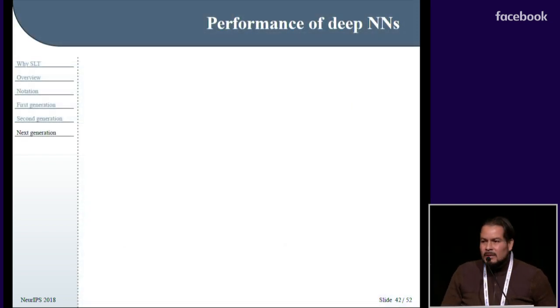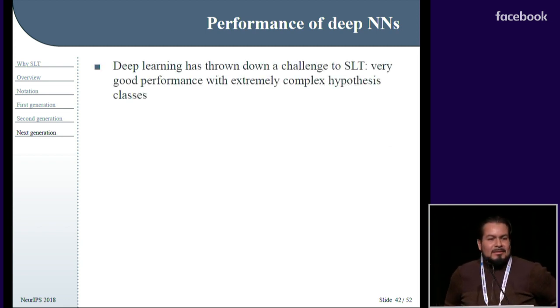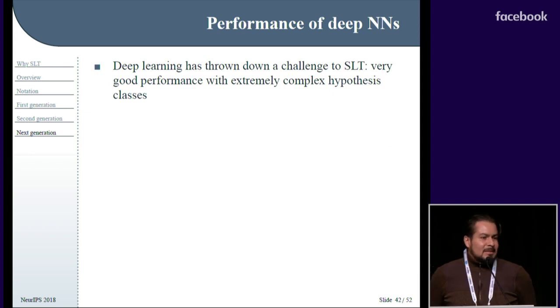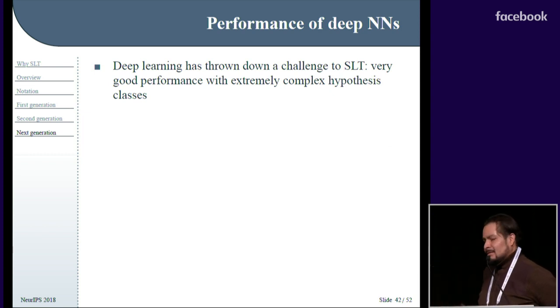Anyone heard of this thing called deep learning? It turns out deep neural networks have posed some sort of a challenge when one thinks of statistical learning theory. They show pretty good performance, despite the fact that they deal with very complex function classes.